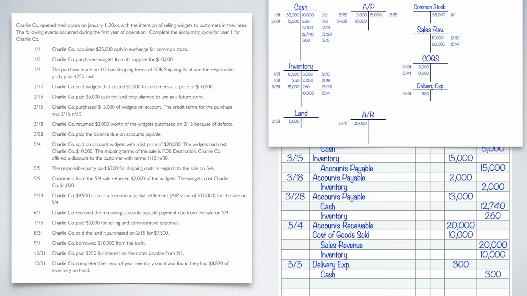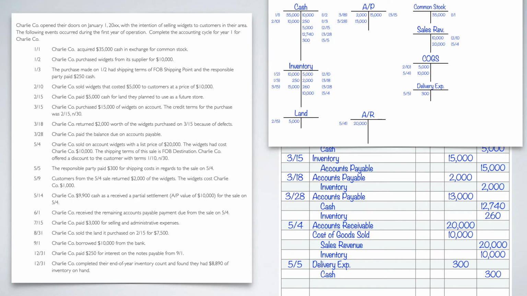All right, 5.9. I skipped a date. 5.9. Customers from the 5.4 sale returned $2,000 of the widgets. The widgets cost Charlie $1,000. So of the stuff that we sold, the $20,000 worth of revenue that we sold on 5.4, they brought back 2,000 of it, and that 2,000 cost us 1,000 originally.